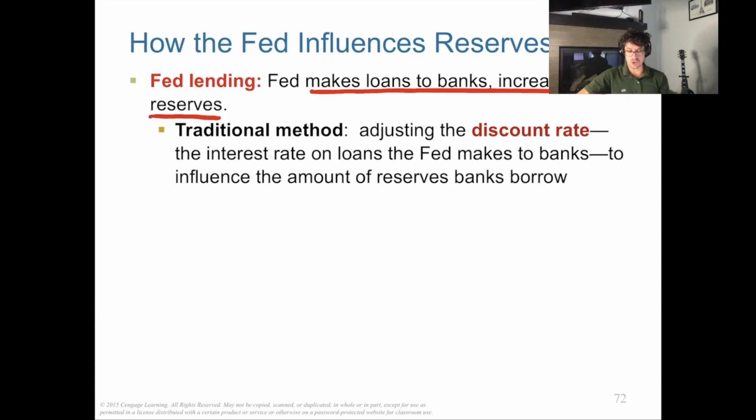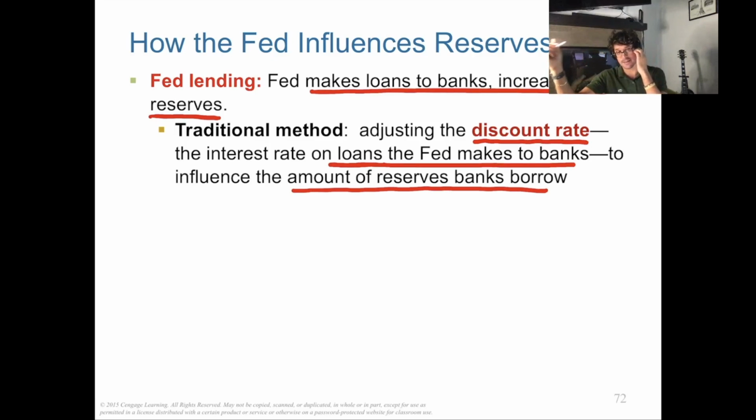So a traditional method in which the Fed can lend is by making changes to the discount rate. This is the interest rate on loans the Fed makes to banks, and that basically affects the amount of reserves that banks borrow. The higher the interest rate, the less banks want to borrow. The lower the interest rate, the more banks want to borrow. This can increase their reserves, and by increasing their reserves, it allows the banks to make more loans, and therefore increases the money supply. This was the traditional method.